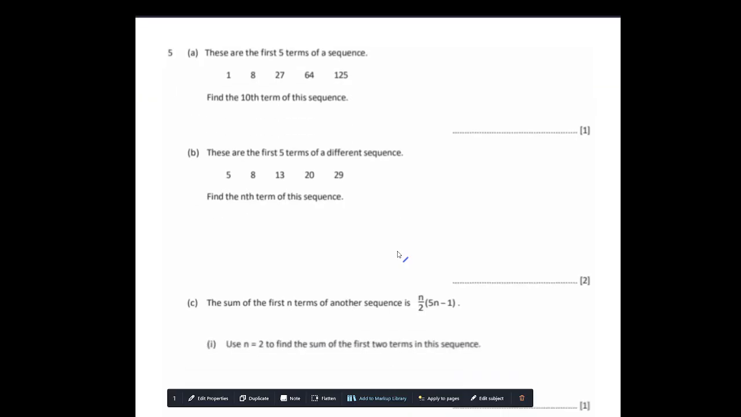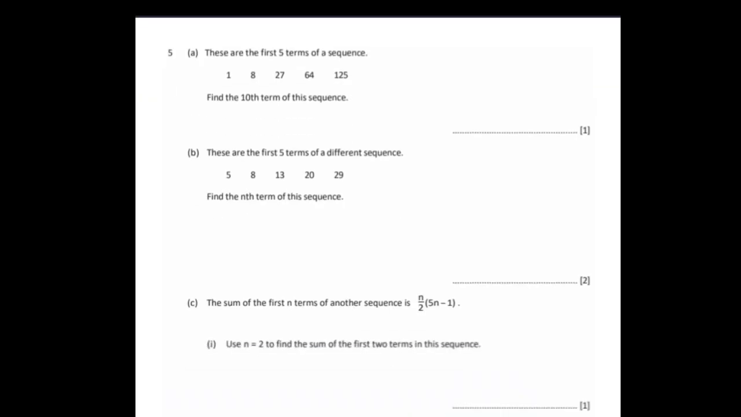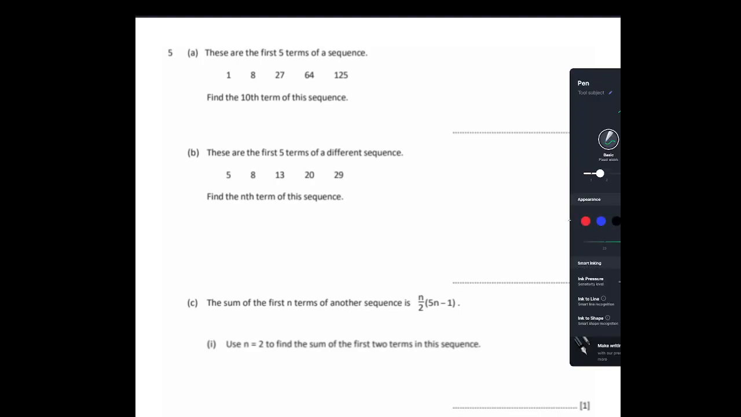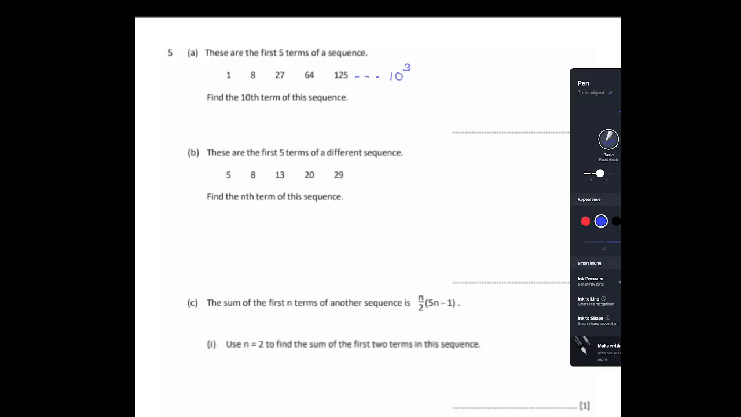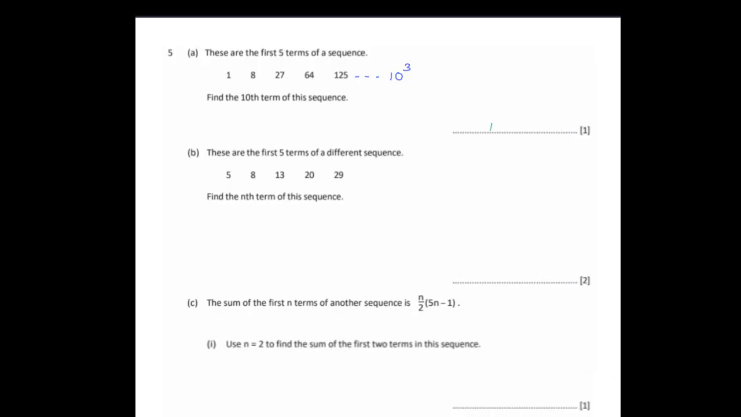Question number 5. These are the first 5 terms of a sequence: 1, 8, 27, 64, 125. Find the 10th term of this sequence. When you see these numbers, they are all cube numbers. 1 cube, 2 cube, 3 cube, 4 cube, 5 cube, and so on. So the 10th term will be 10 cube. How much is 10 cube? 1000. So this is the answer.